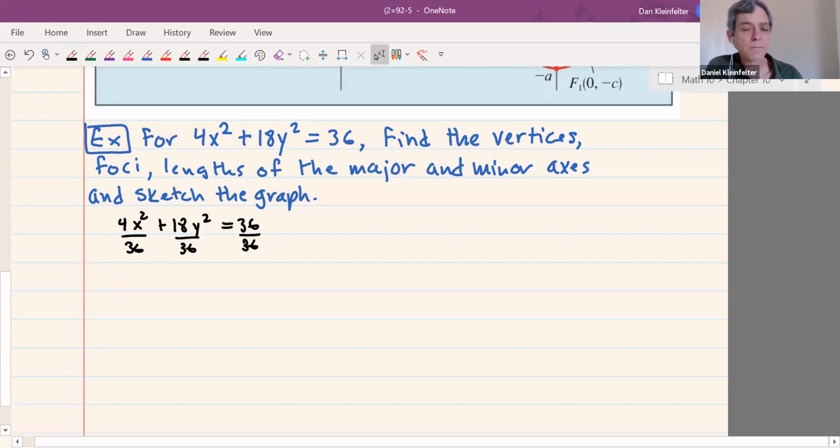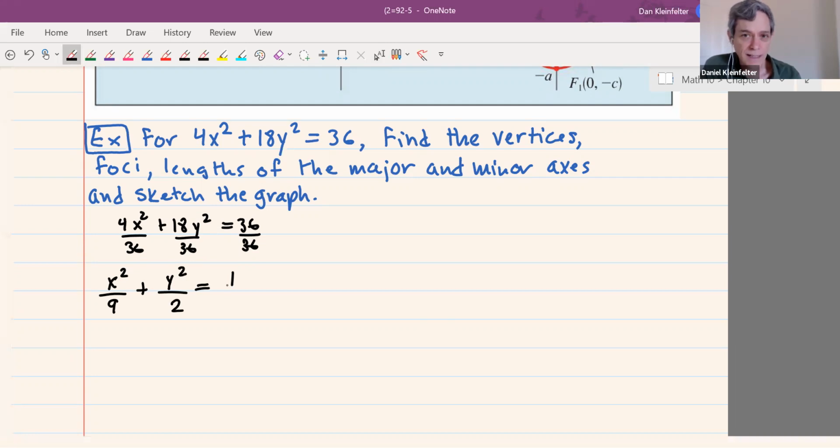All right, so 4 over 36, that's the same as 1/9. So we will have x squared over 9. And then 18 over 36 is the same as a half. So we'll have y squared over 2. And then 36 over 36 is 1. All right, so there's our standard form equation for the ellipse. So now we'll see about finding all the other stuff, and then we'll make a picture.